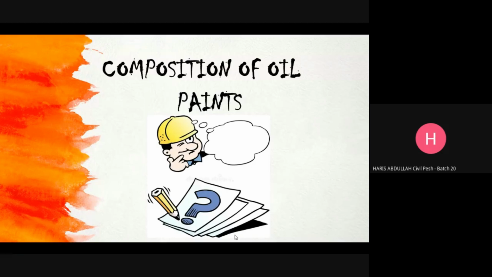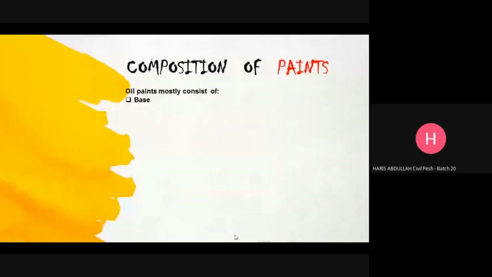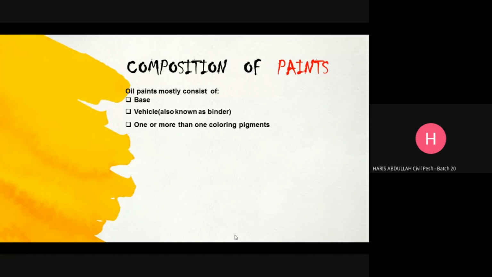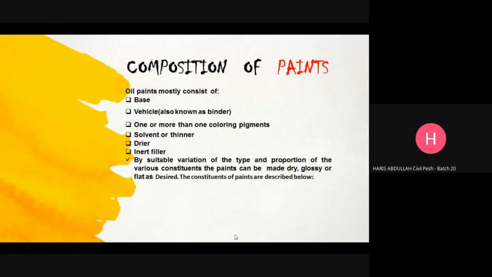When we know that paint exists, it's human curiosity to know the composition of paint. A lot of people will be really curious to know what the composition of paints actually is. The composition of paints is as follows. First of all, its components are the base, and another is the vehicle, which we also know as the binder. Another is one or more coloring pigments. The fourth is the solvent or thinner, another is the dryer, and the last is the inert filler.